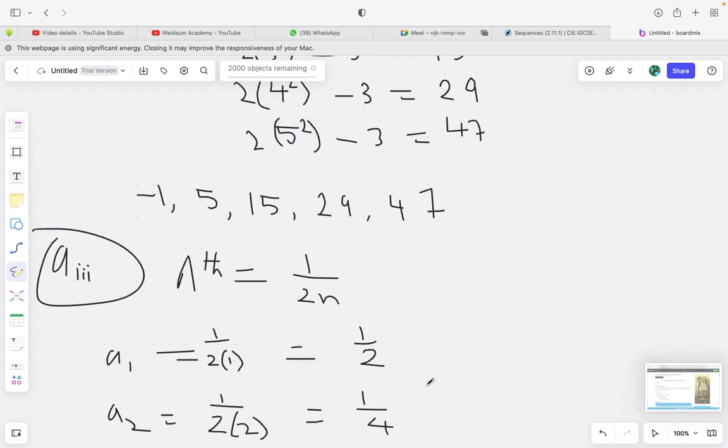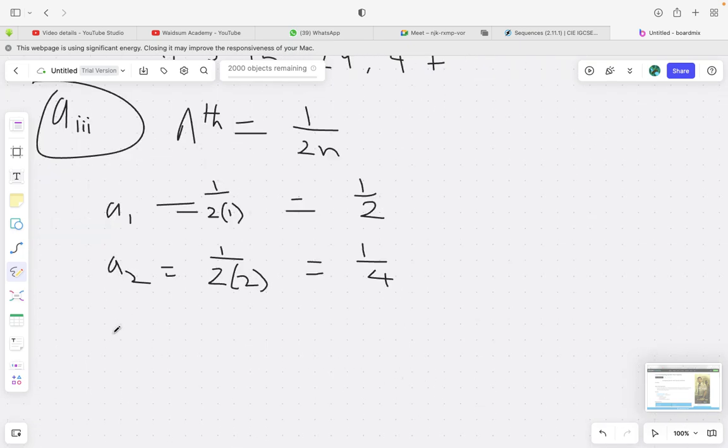For the third one, we have A3. We're looking for the third term in the sequence. We say 1 all over 2 times, this will be position 3, so 2 times 3. 2 times 3 is 6. So here you get 1 all over 6 as your fraction. Am I right?